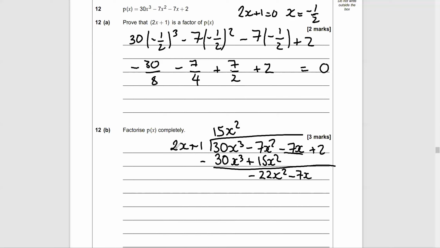So we're going to repeat the first step. So 2x times something gives us minus 22x squared. So that's going to be minus 11x. I'm going to put minus 22x squared here. And then 1 times minus 11x is obviously minus 11x.